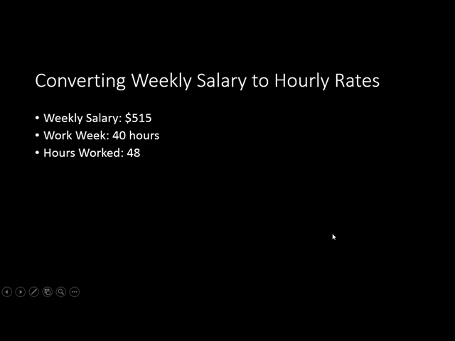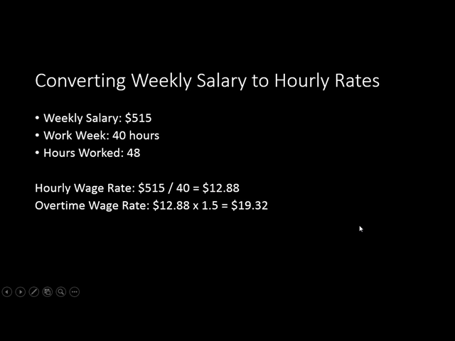Converting salary to hourly rates. To convert weekly salary to hourly rates, we will take the weekly salary, $515, divide by 40 hours. That gives us $12.88 per hour.